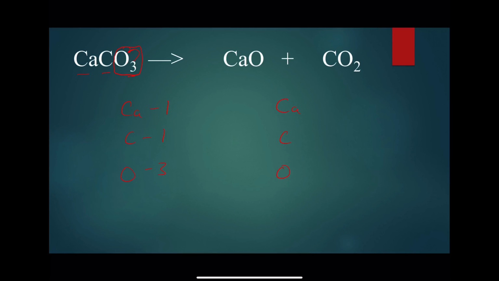Go to the right side. I have 1 calcium, 1 carbon. Now when I do the oxygens, I need to be careful. Right here are 2 oxygens. Right here is 1 more oxygen, so that gives me a total of 3 oxygens.